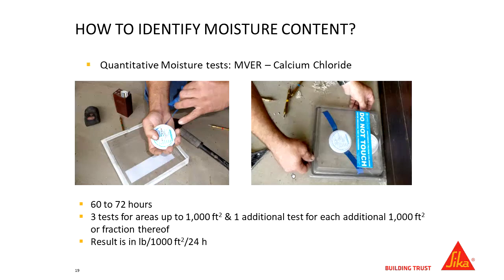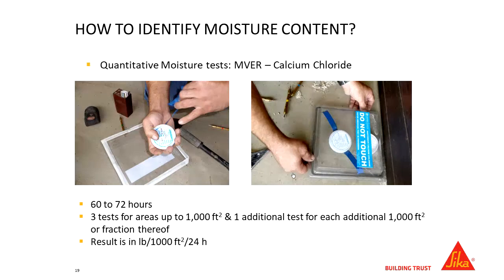It is a quantitative test, but what I like to say about the calcium chloride test is it really just gives you a snapshot of what that slab is doing over a 60 to 72 hour period. So while it is quantitative, it can go up and down based on a myriad of potential reasons. The weather outside, is it raining? Did it rain the week before? Has it been a dry spell where there's been no rain? All these things can kind of affect that calcium chloride test.